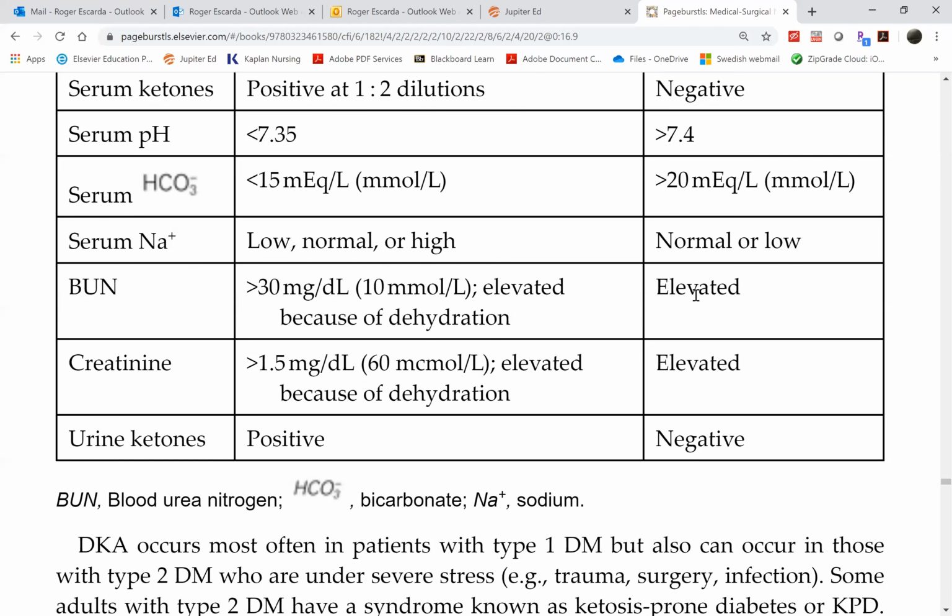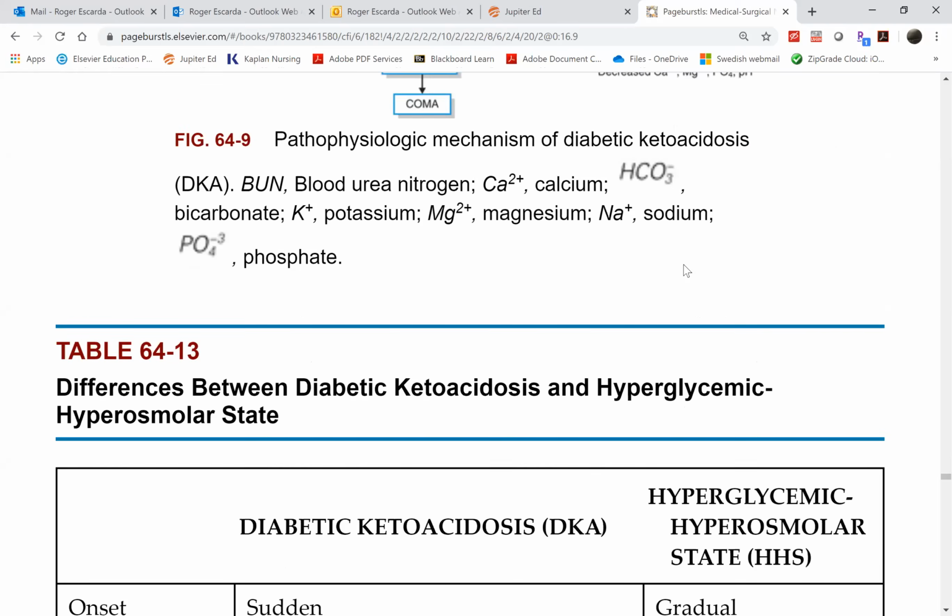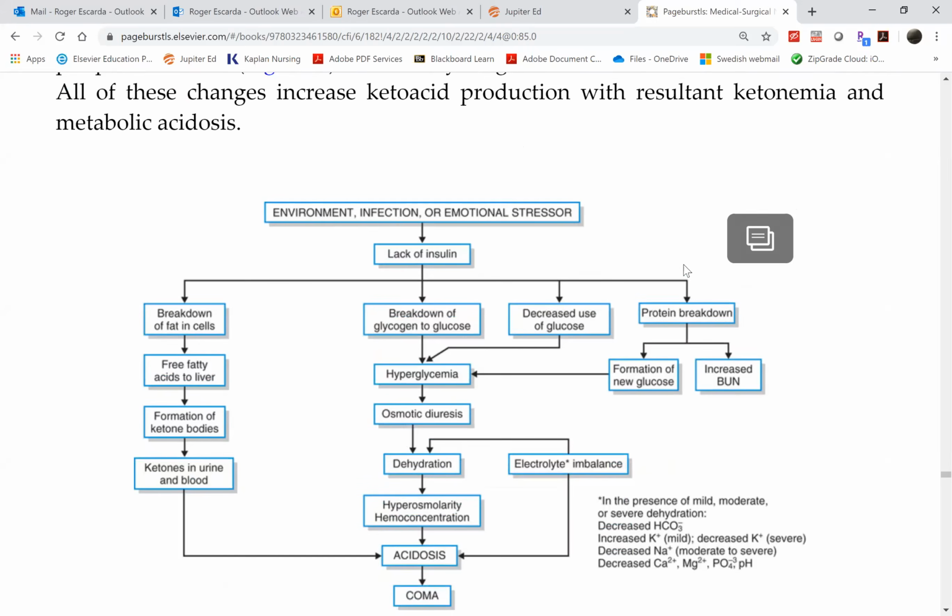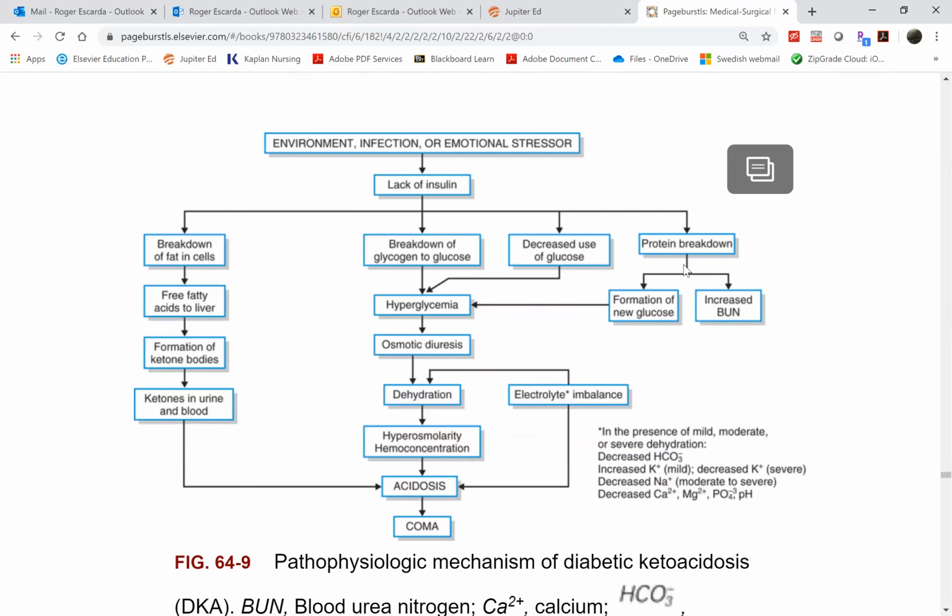BUN, because in both cases the patient becomes dehydrated. So eventually perfusion will drop, causing kidneys to suffer acute kidney injury. So your BUN and creatinine will elevate in both conditions. And finally, there's ketones in DKA and none in HHS. Let's see why there is no ketone formation.